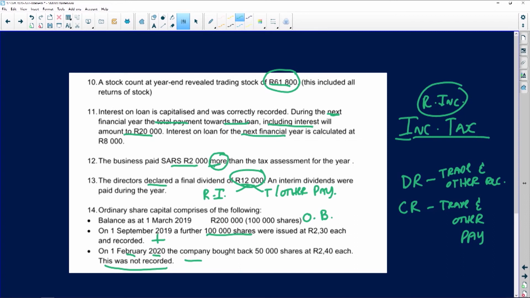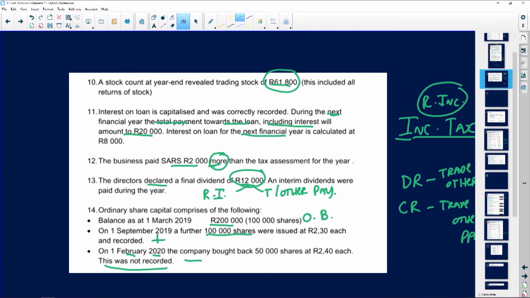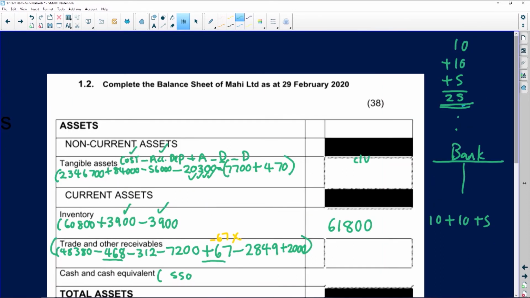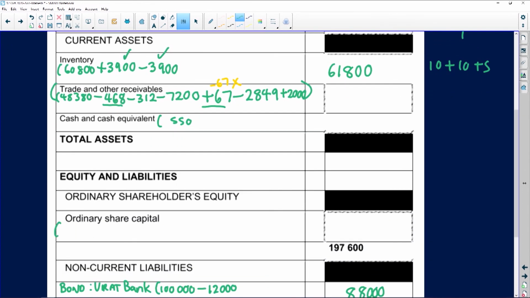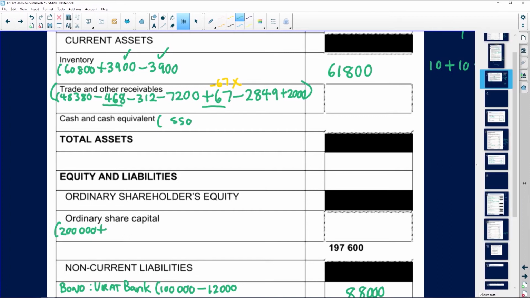So let's start off by bringing down balances, working through the shares that were issued, and then obviously we have to spend time on the buyback of shares. Right, so starting off with our opening balance, an amount of 200,000. So let's go to our balance sheet. Okay, so there we go. In our balance sheet, under ordinary share capital, in brackets, an amount of 200,000, bringing down our opening balance. This balance is now going to increase by the shares that were issued during the financial year. So let's go to that.